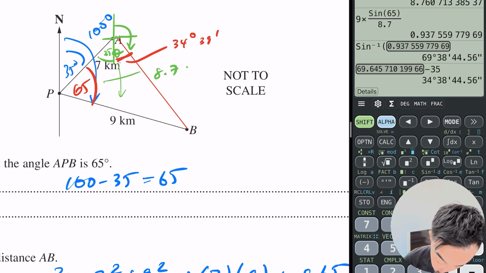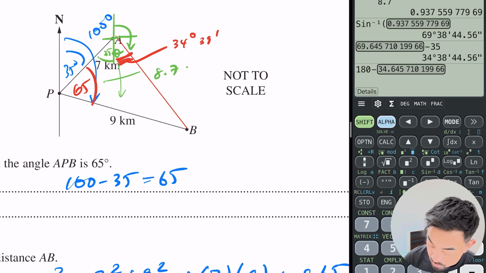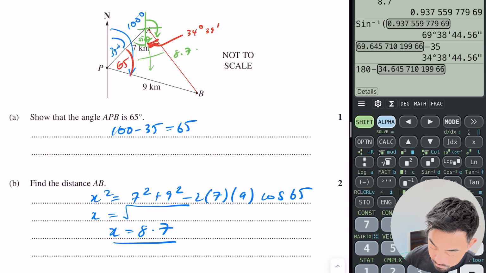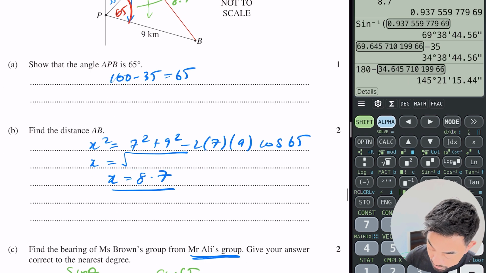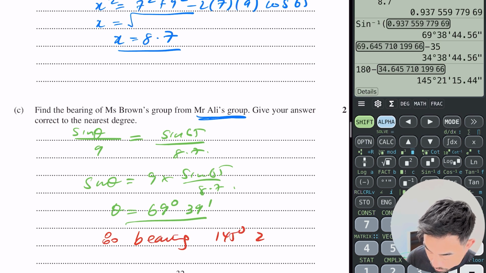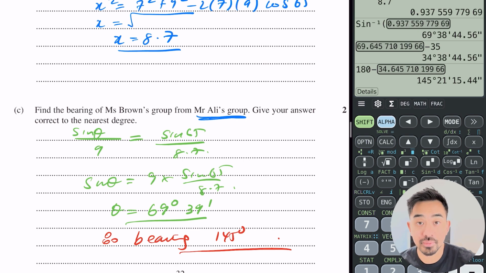So therefore, if that angle is there, the whole bearing must be 180 minus that. So 180 minus answer. So your bearing has to be 145 degrees 21 minutes. Nearest degree, 145 degrees. Done.